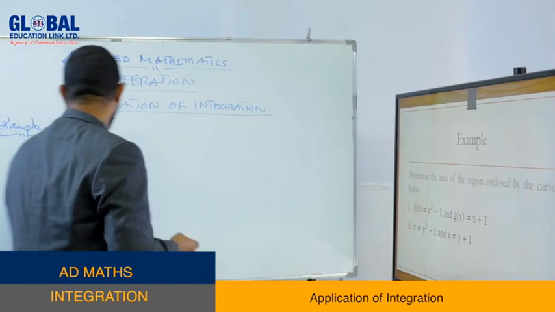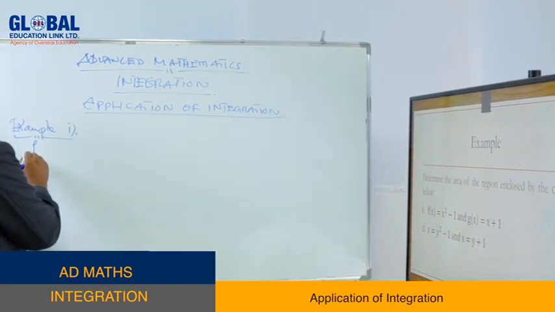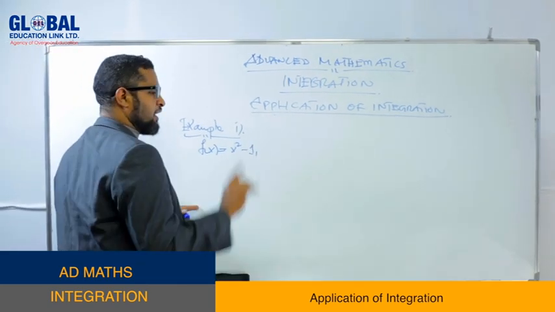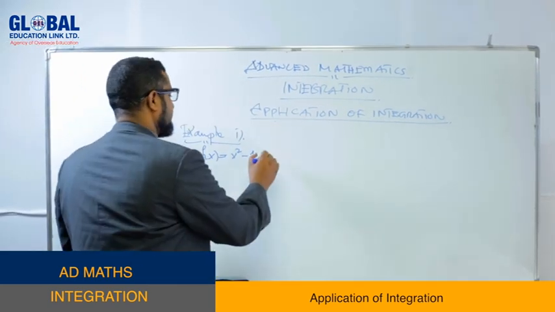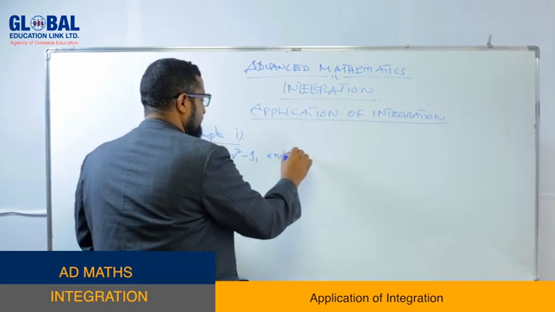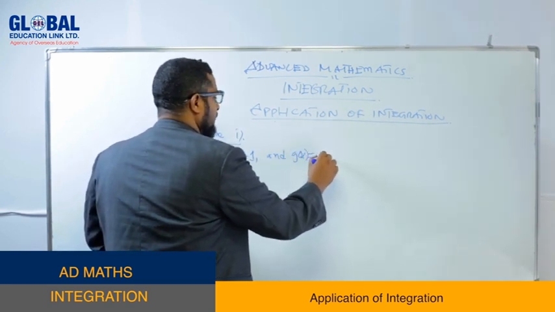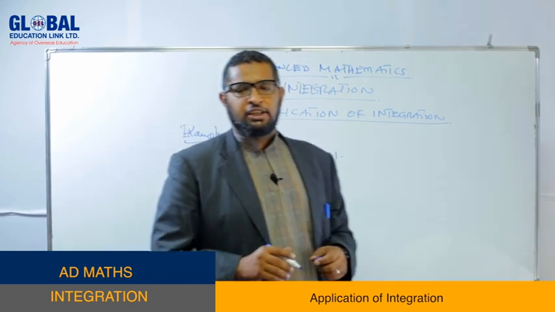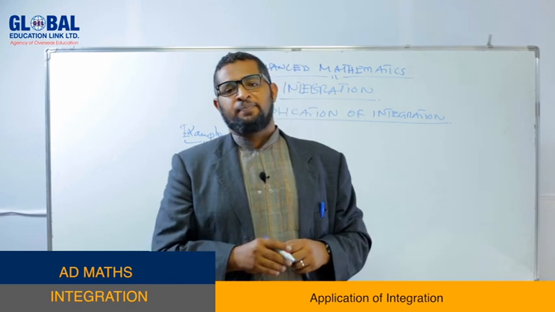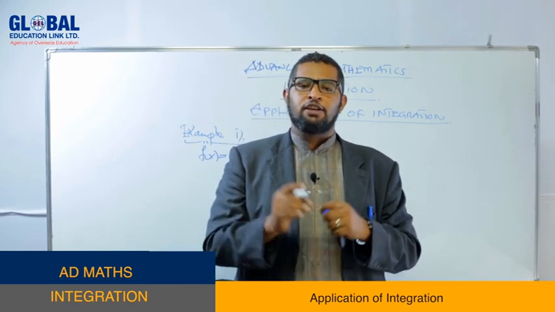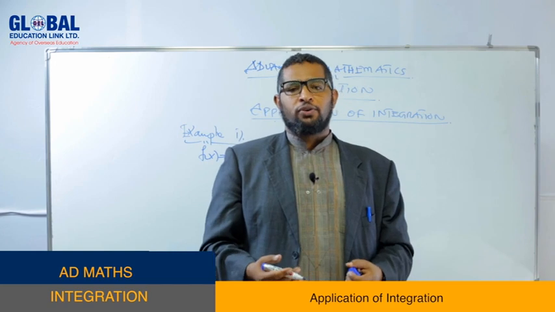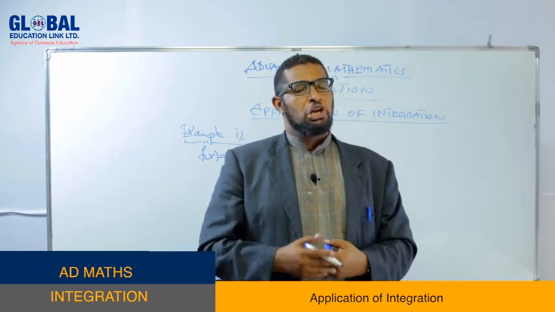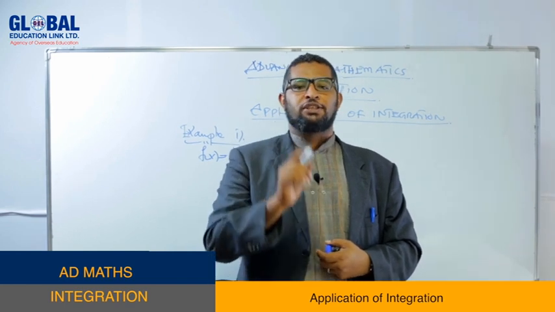Now, for instance, here we are given f of x equal to x squared minus 1 as the first function, and g of x equal to x plus 1 as the second function. And we are asked to find the area enclosed by the two curves. So how will you know the area enclosed without sketching the curve? No way out, my dear. So you are supposed to sketch the graph.